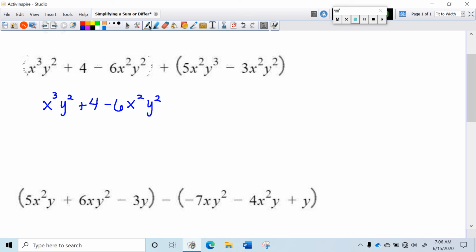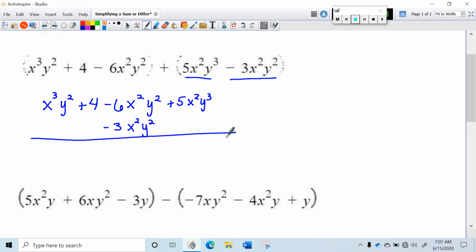Now the next set of parentheses, they also have just a plus sign. So if it's just a plus sign, you can just take them away. Now watch how I line this up. This is x squared y cubed, so I'm going to put this under my x squared y cubed. I do not have an x squared y cubed, so that means this gets just tacked on the end like this. Now this one is x squared y squared, so I do have those. So I line it up with my x squared y squared column. It's a -3. And then I add up my columns.